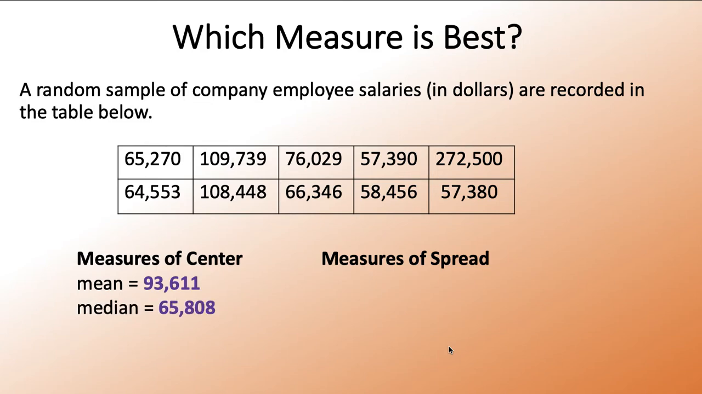$93,611. The median is $65,808. The standard deviation is $65,864. And the IQR is $49,992.